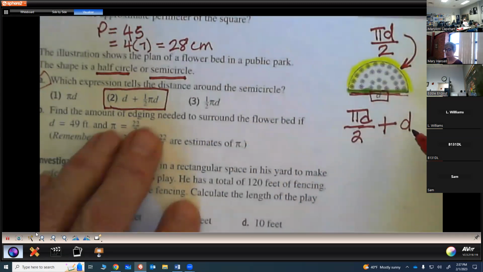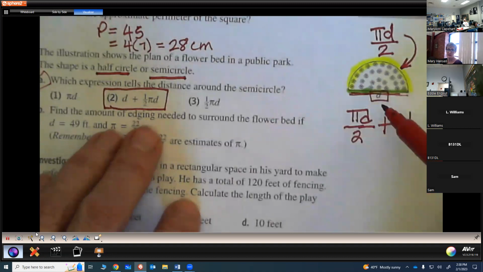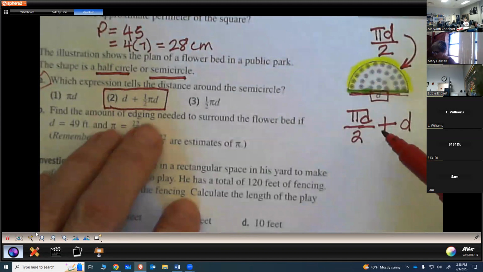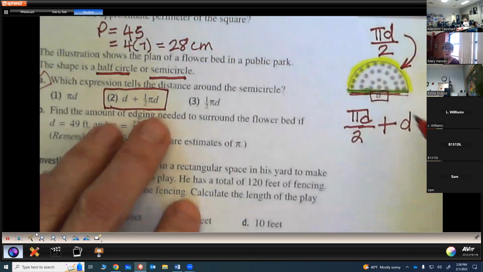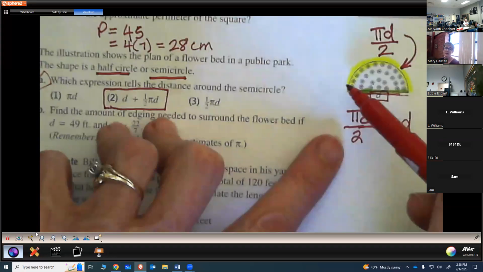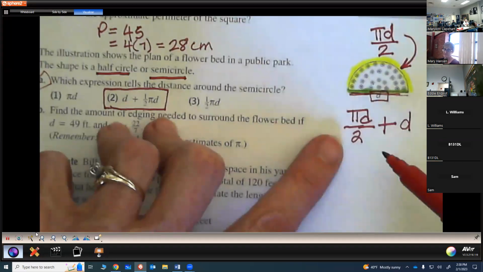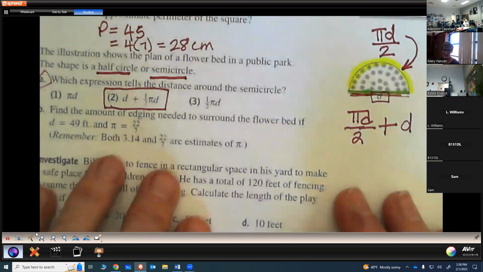And so again, maybe that's a really unsatisfying answer to you because it's not like 14 feet. But once we know the diameter, we could calculate what it is. But these kinds of problems are asking just for an expression. You've created a new formula. You've created a formula to find the perimeter of a semicircle. Thoughts?